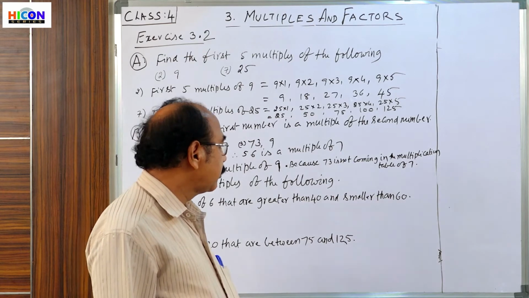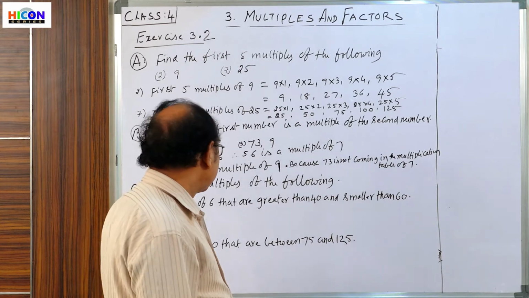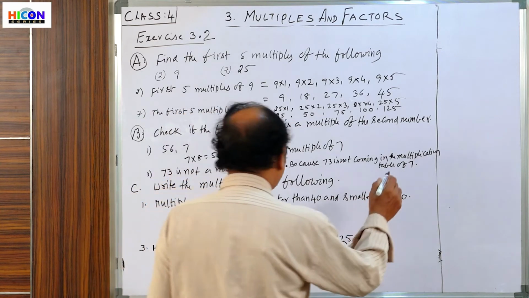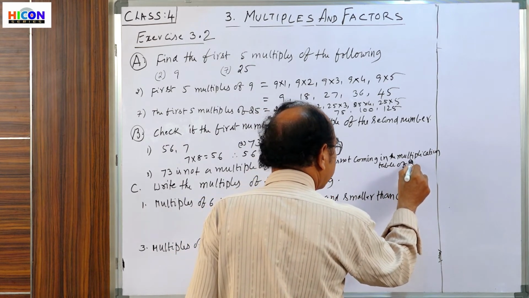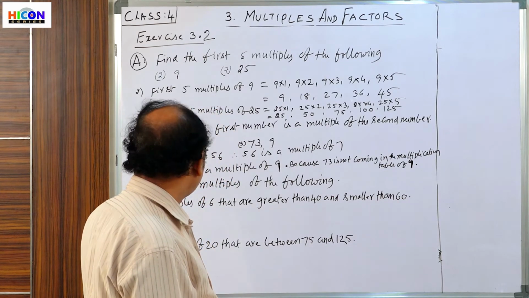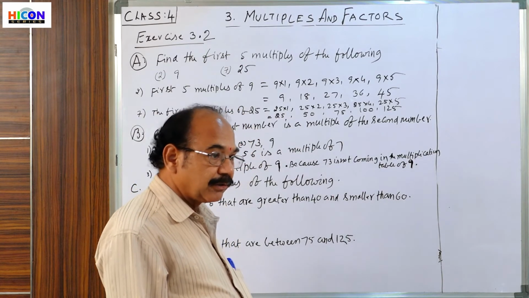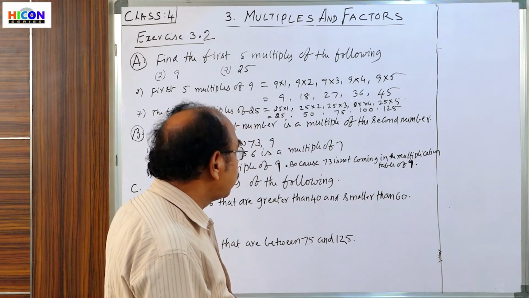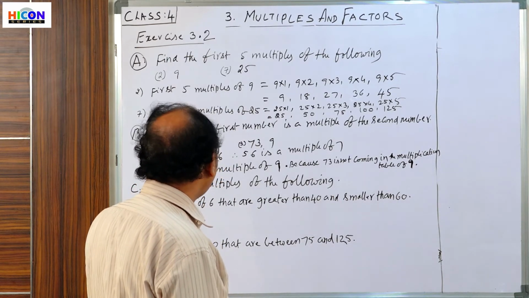Okay, in the seventh table, you are not getting the 73. Okay, children. 73 is not in the multiplication table of 9. Nine 8s are 72, but 73 is not coming. 73 is not coming in the multiplication table of 9. That's why 73 is not a multiple of 9.